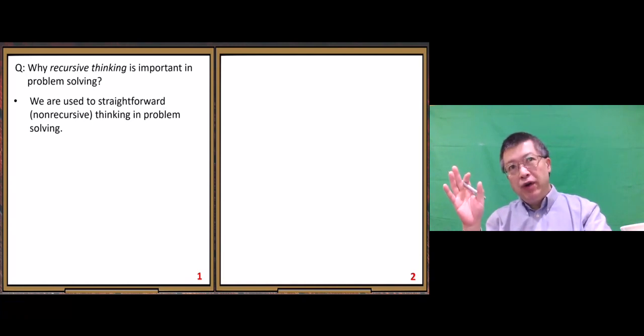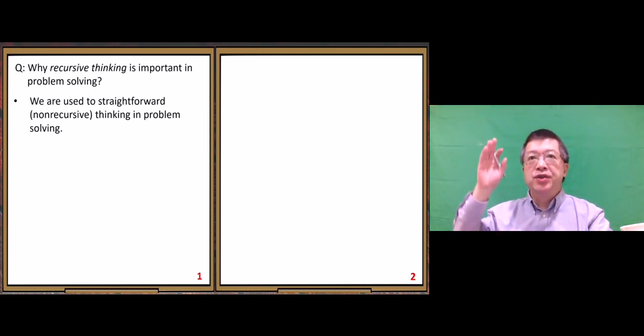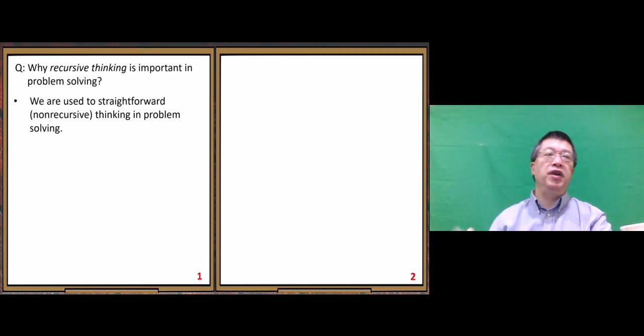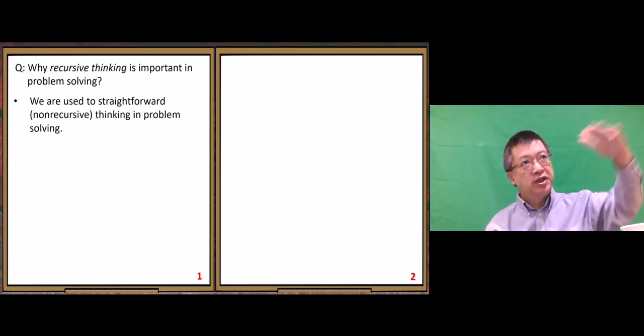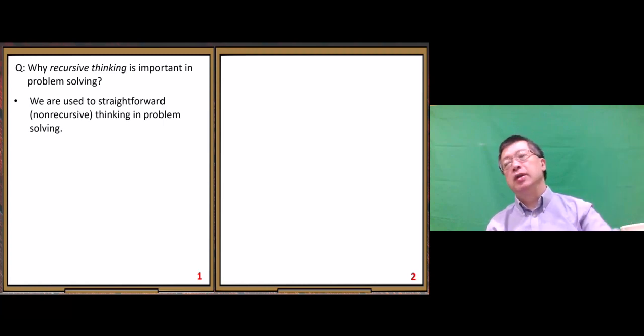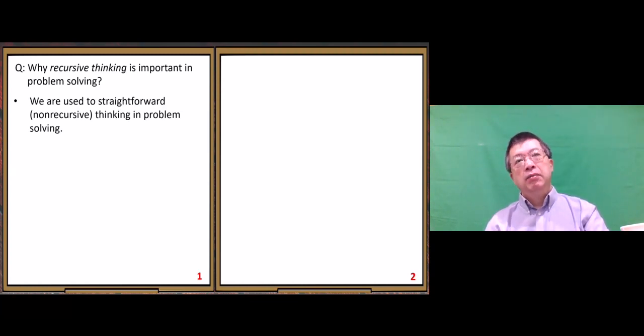Usually for people who do not have this recursive thinking training, they are used to straightforward, non-recursive thinking. They like to do things step by step, the natural way. Usually people like to do it that way. It's fine. But doing it that way is sometimes very difficult.